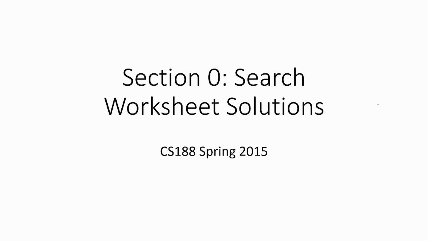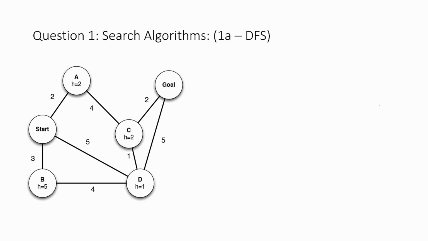Hey everyone, let's go over the solutions for this week's section worksheet. The topic for this week is on search. In the first problem, we're given a small state space graph, shown here. And we're asked to run 5 different search algorithms.